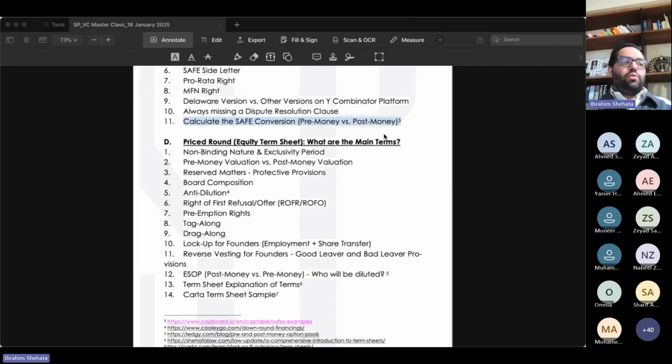The safe has two main clauses relating to the valuation cap and the discount rate, and how it is converted depends on the equation that is put in place today and what will happen in the future event, which is the equity round. We also talked about the MFN in the safe, and how it is important to know what it means exactly, to make sure that you give it to the right investor and not to every investor, because it's a huge right. We also talked about the pre-money safes and the post-money safe. The pre-money safes dilute each other, and the post-money safes don't dilute each other.